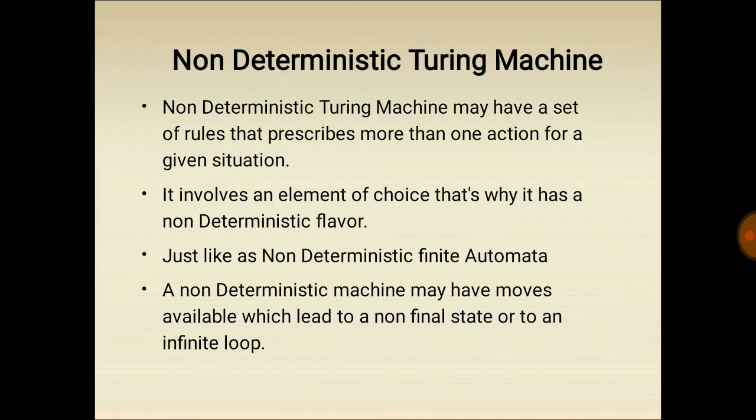Now, the last one, non-deterministic Turing machine. The non-deterministic Turing machine may have a set of rules that prescribes more than one action for a given situation. It involves an element of choice. That's why it has a non-deterministic flavor, just like a non-deterministic finite automaton. A non-deterministic Turing machine may have moves available which lead to a non-final state or to an infinite loop.